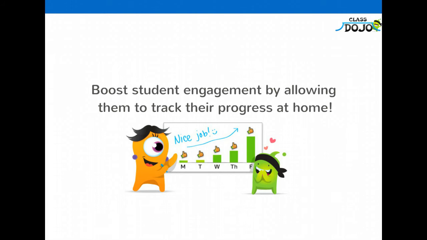Class Dojo helps boost student engagement by allowing them to track their own progress at home. If by chance you're in a classroom where the students don't have their own laptops or iPads, they can track their progress at home. The only downside to this is that you don't get the instant feedback that you do when the technology is in the classroom.